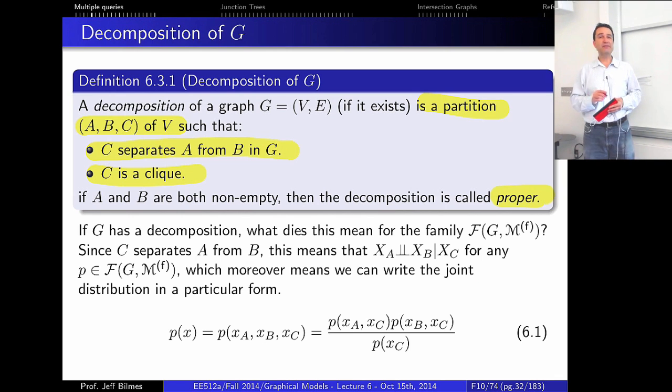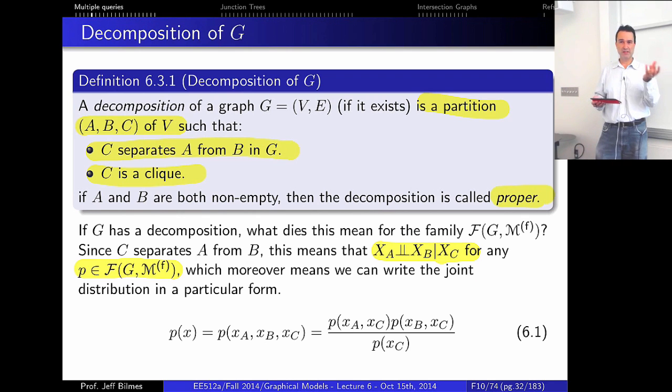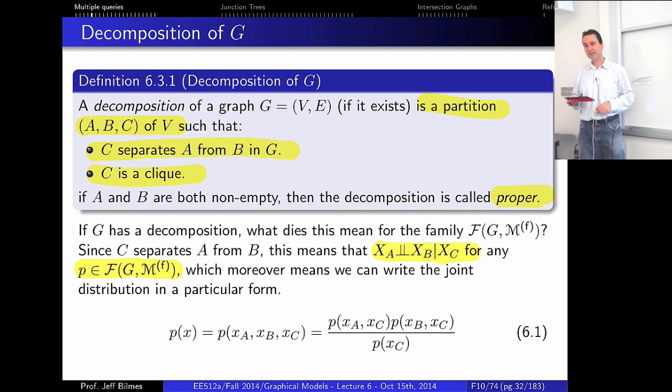So the question is then, if we've got a decomposition of a graph, what does it mean for any member in the family associated with that graph? Because of the semantics of Markov random fields, since C is a separator between A and B, it must mean that X of A, the random variables X of A, is independent of X of B given X of C. And in such a case, we can write that independence property in the following way.